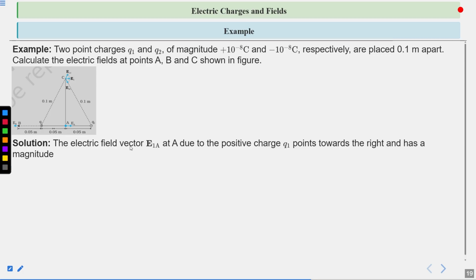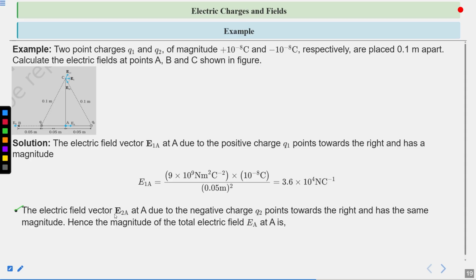The electric field vector E1A at A due to the positive charge q1 points towards the right and has magnitude E1A equal to 3.6 × 10^4 newton per coulomb. Look here, q1 and q2 are the charges. The values are given in this question, and we have to find out the electric field. So E1A is this one.